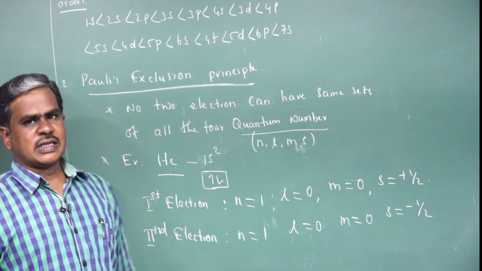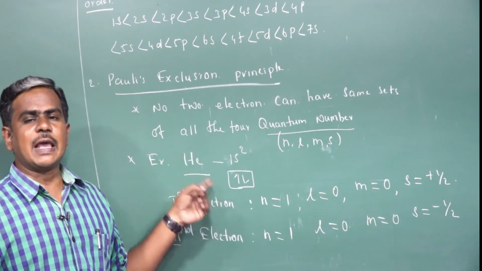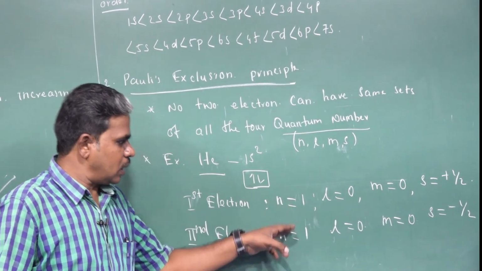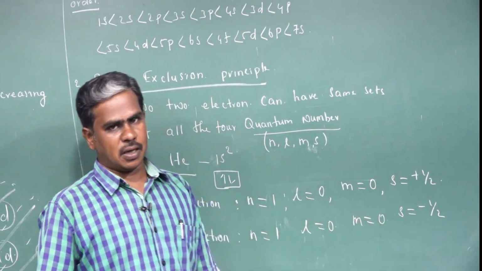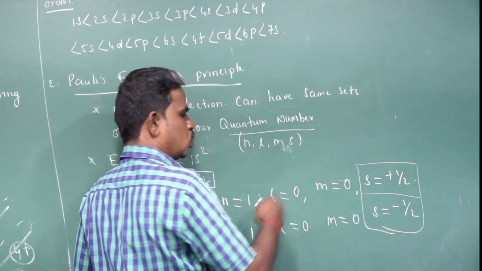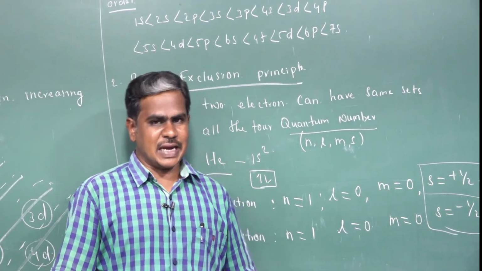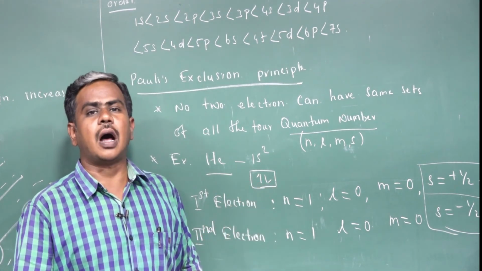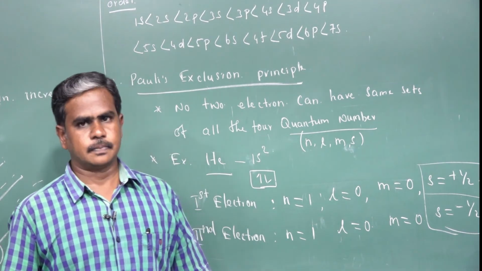So according to Pauli's exclusion principle, no two electrons can have the same set of all four quantum numbers. They have the same n, l and m, but they differ in spin quantum number. So the spin quantum number differs between these two electrons. Otherwise, Pauli's exclusion principle states that an orbital holds only two electrons with opposite spin. That is also Pauli's exclusion principle.